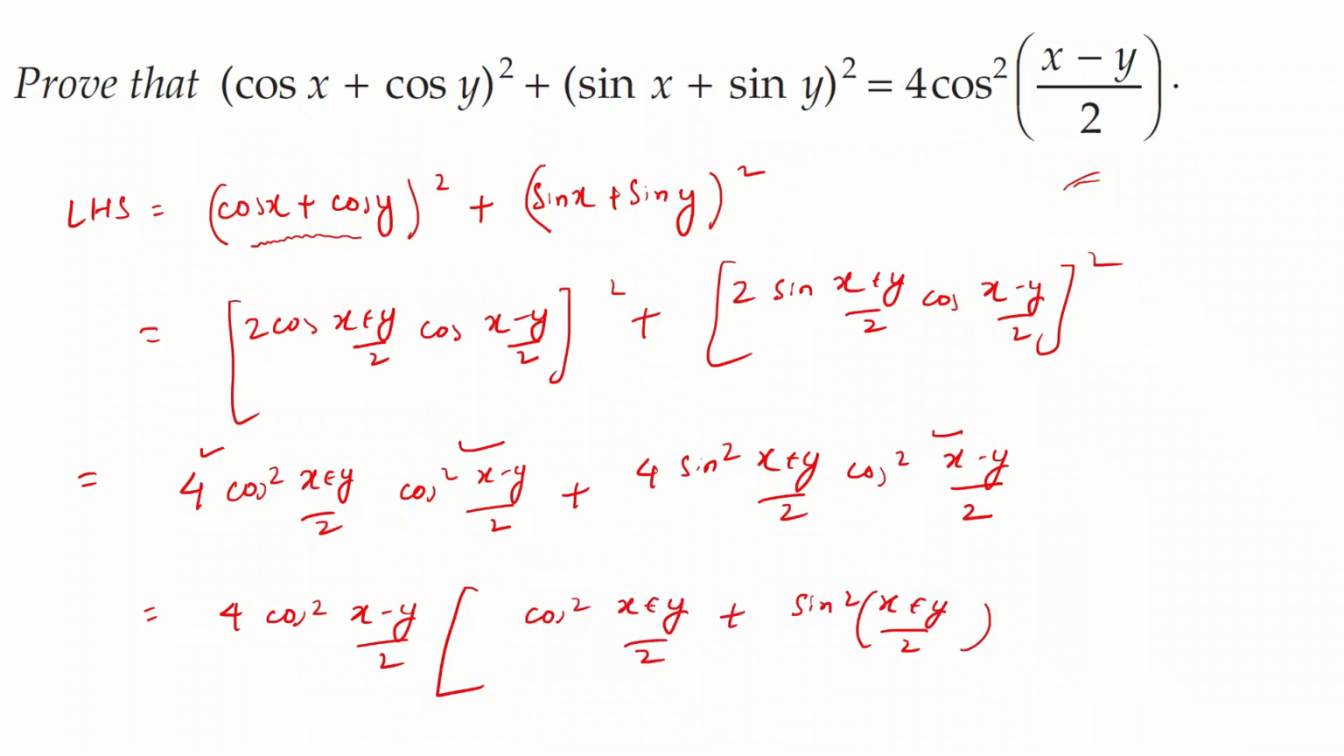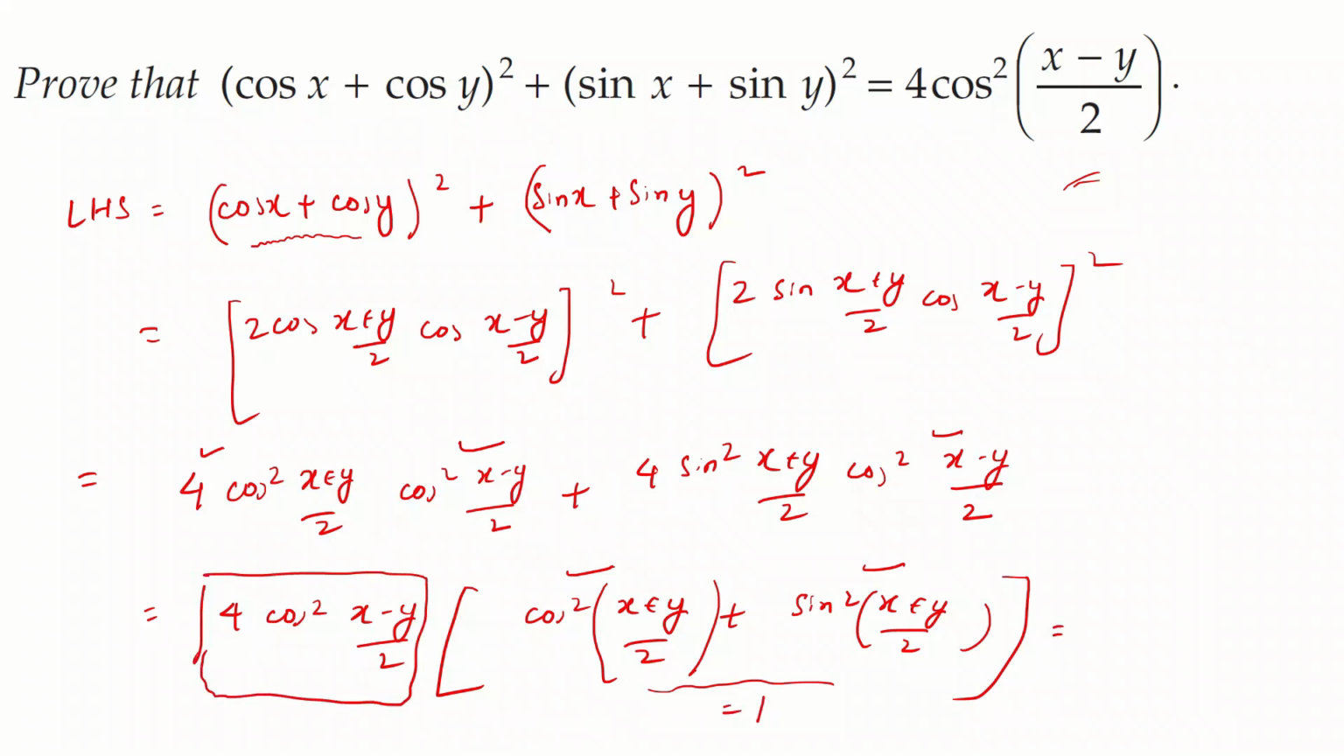Okay, so this x plus y by 2 is some angle. You can consider this x plus y by 2 as theta. So what we have is cos square theta plus sin square theta, and we know that the value of this thing is actually 1. So what we are left with is just this quantity, because multiplication with 1 doesn't change it. So we are left with 4 cos square x minus y by 2, and that is our answer, the right hand side.